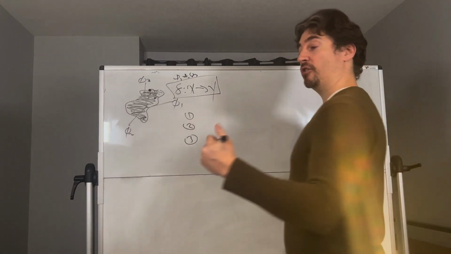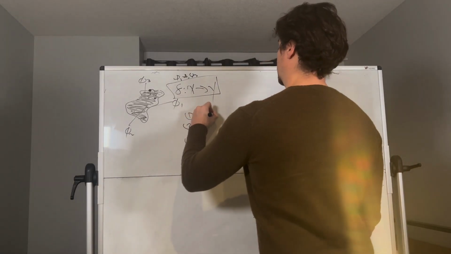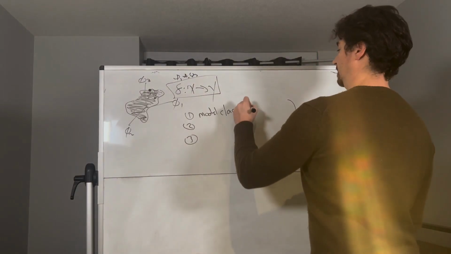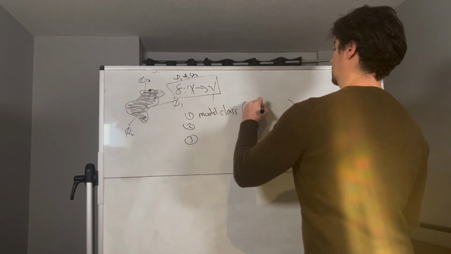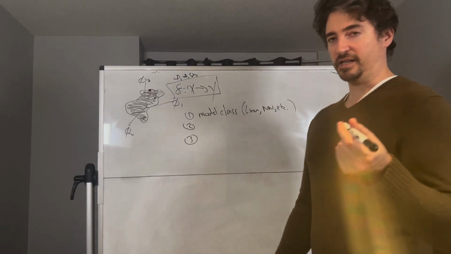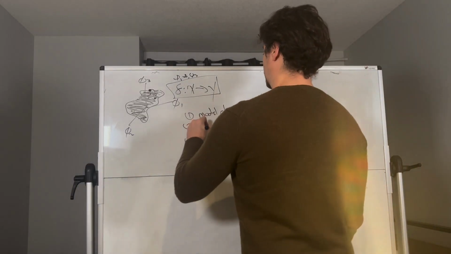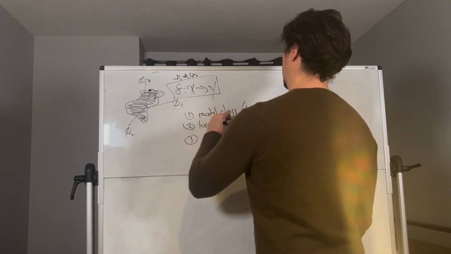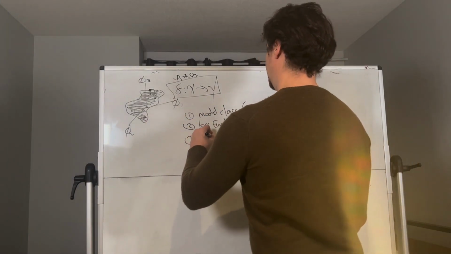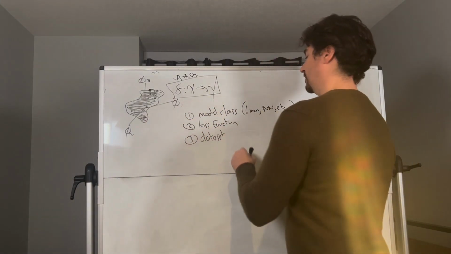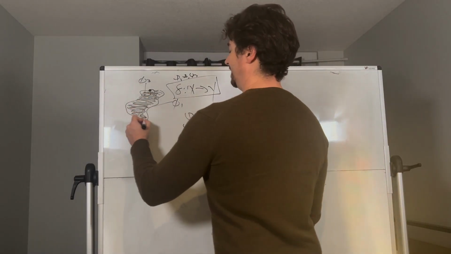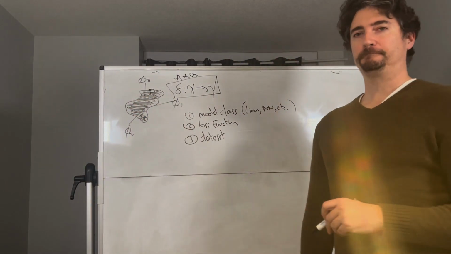First is what we would call the model class. This is literally just the model that you're choosing. It could be a linear model, it could be a neural network, whatever it is. 2 is the loss function, which we already looked at, and we'll take a look at that a little bit again. And 3 is the data set itself, what data you're using. Technically, all these have a role to play in carving out or jointly defining that error surface.